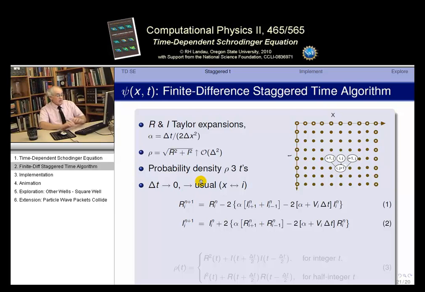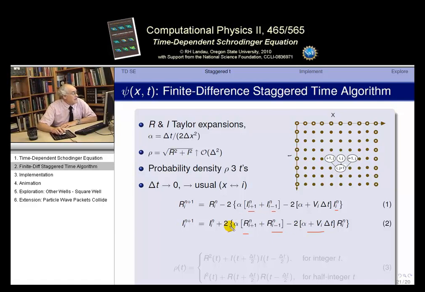So here in equations 1 and 2, we have our algorithm. And you've seen algorithms like this before. They need to be solved simultaneously because, in order to determine the real part of the wave function, you need to have the imaginary part as well. And the imaginary part is determined by the real part. So they have to move ahead simultaneously.